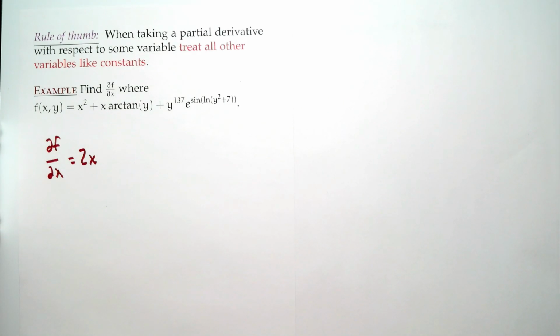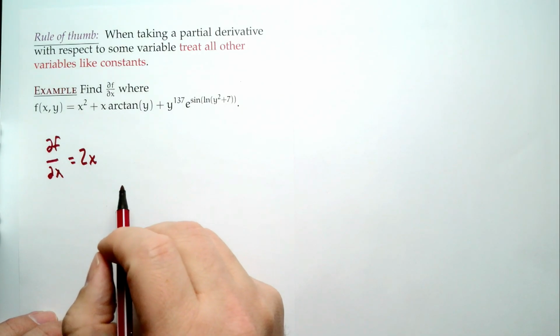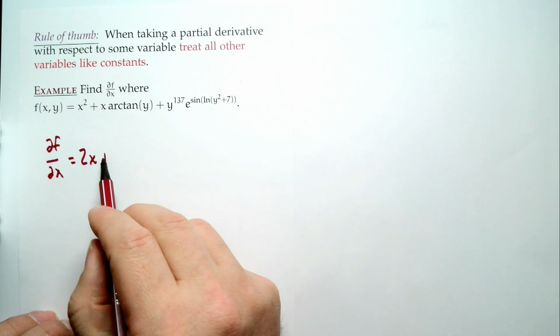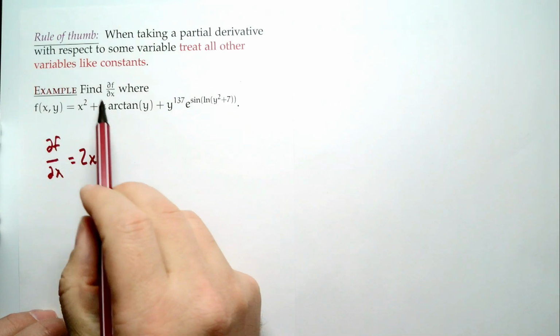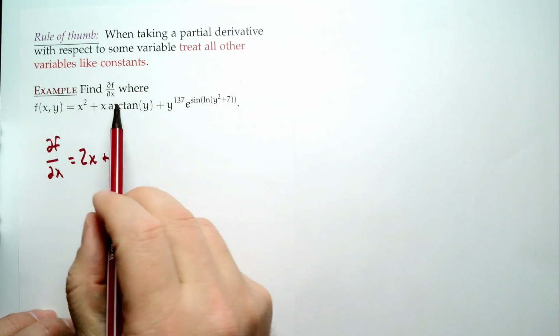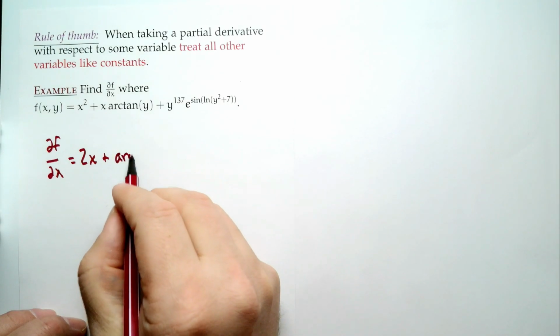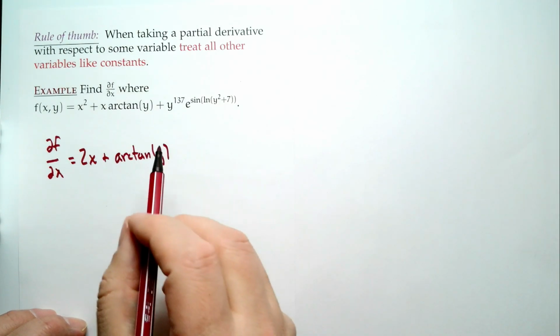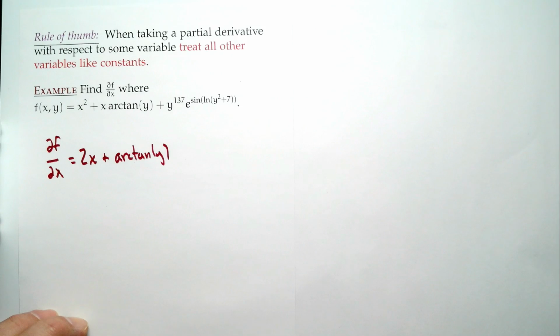Because now we have to keep track. This is where the multivariable part starts: you've got to keep in mind what you're taking the derivative with respect to. The derivative of x times arctangent of y with respect to x: from the perspective where x is what's varying, the arctangent of y is not. It's like a constant. And the derivative of a constant times x would be that constant again, plus arctangent of y. Well, what's the derivative of y to the 137 e to the sine of log of y squared plus 7 with respect to x?